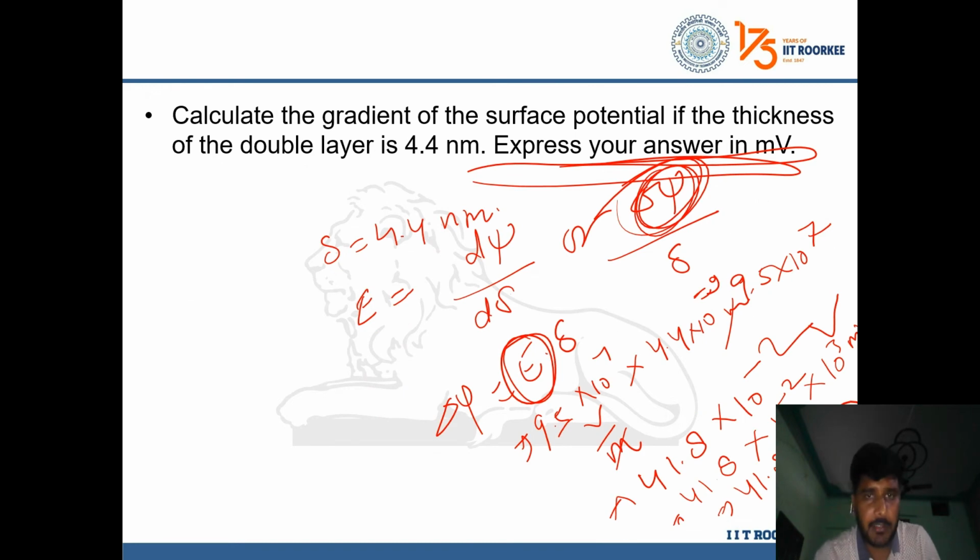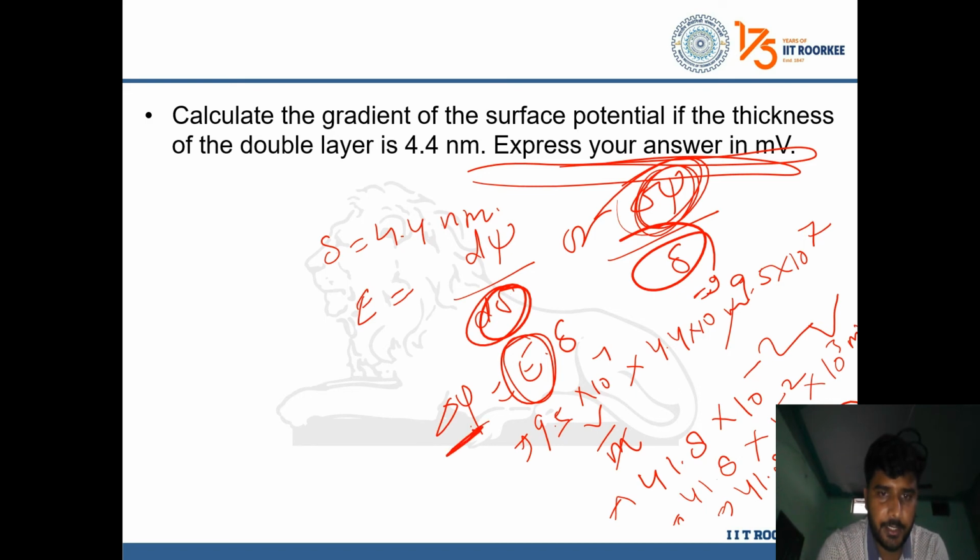And then calculate the gradient of the surface potential. You have to calculate the del psi basically. So the thickness is given here, that is delta. So del psi is equal to this E, electrical potential into psi.